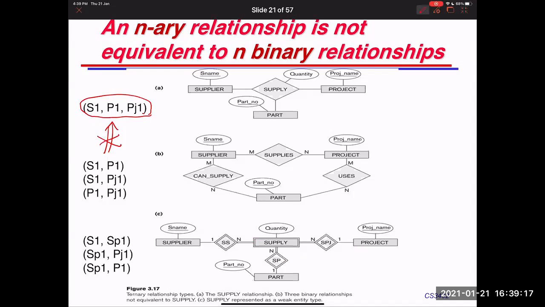Now, another way to get rid of the ternary relationship is to add an artificial attribute to your supply relationship. You could, for instance, add a supply ID as a key and even make it a strong entity. Okay, and then you don't have these identifying relationships, you just have normal relationships. Okay, so let's move on.